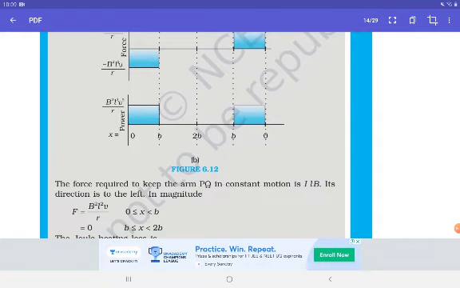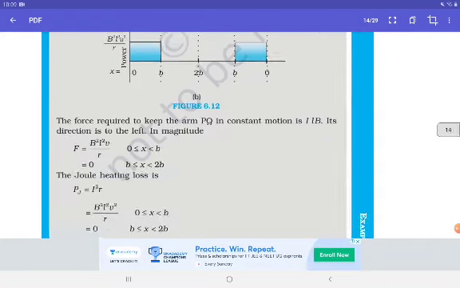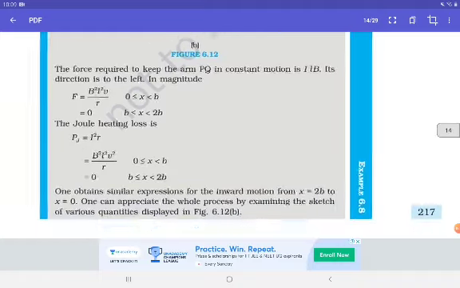The force required to keep the arm PQ in constant motion is ILB. Its direction is to the left, and the magnitude is F = B²L²V/R.